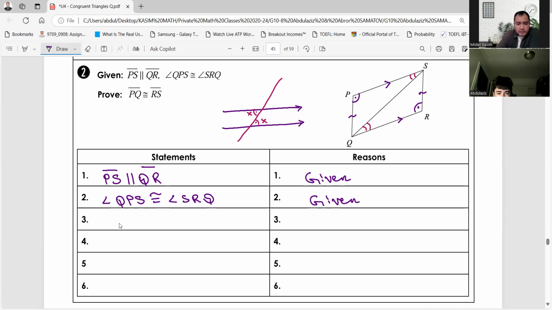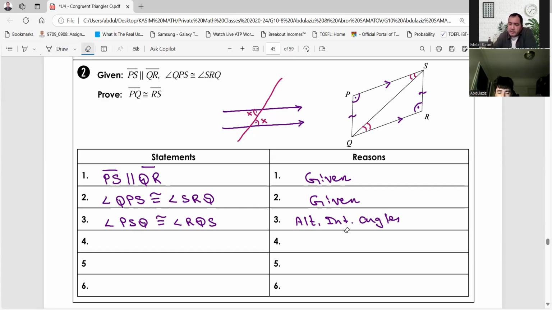Angle PSQ is congruent to angle RQS. What is this? That one is alternate interior angles are congruent, right? You can just write alternate interior angles, you don't have to write more, because now we should know that these are alternate interior angles, that's why they are congruent.